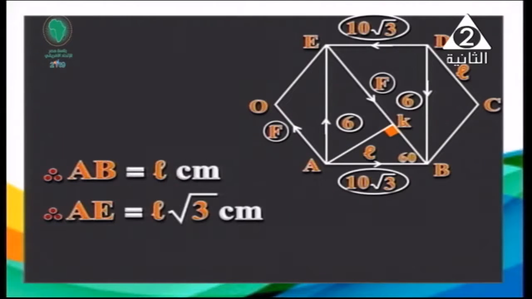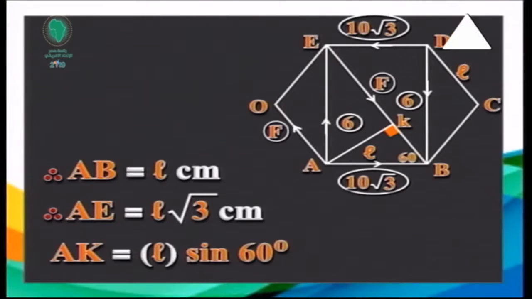What is the length of AE? L root 3 centimeter. Why? In triangle ABE, look my dear student, the measure of angle ABE equals 60 degrees. What is the relation between AB and AE? AE over AB equals tan 60. Then we find the length of AE is L root 3.